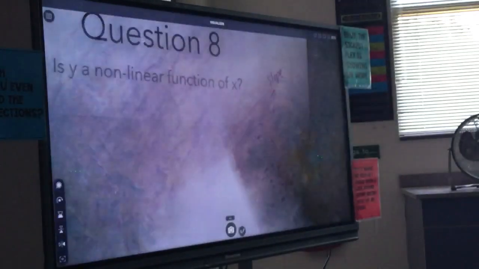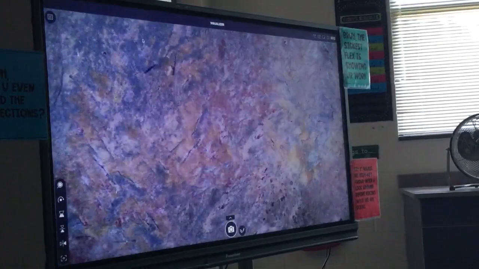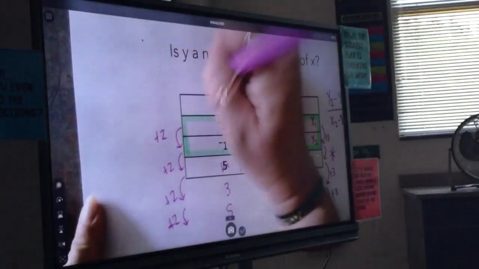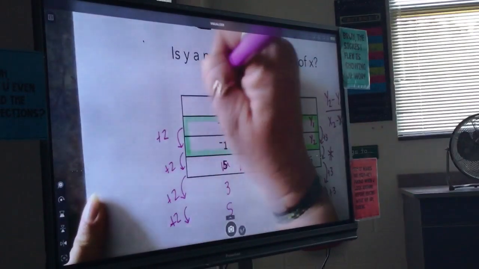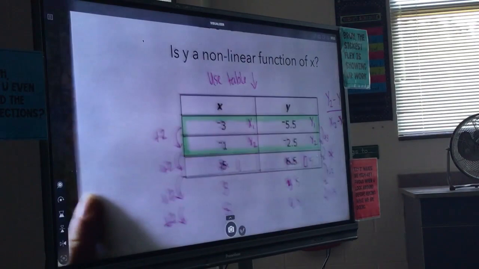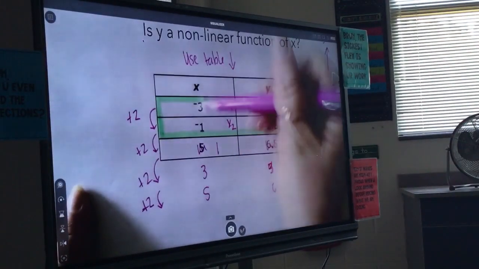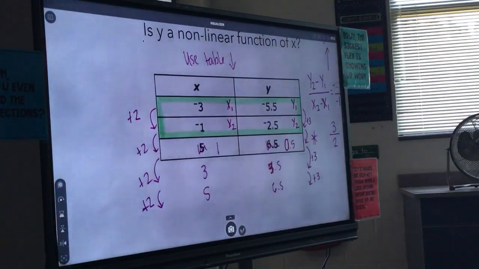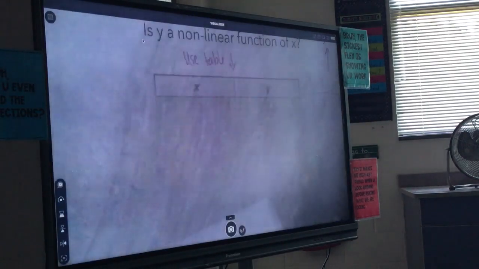All right. Are there any questions with number 8? Are you sure? My advice, use the table. If you have it, use it. If you have the ability to add some extra things, even on your piece of paper where you're showing your work, draw a table and add in those extra numbers. All right, question 9.